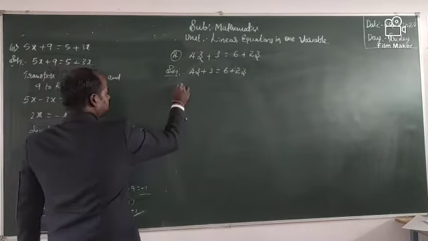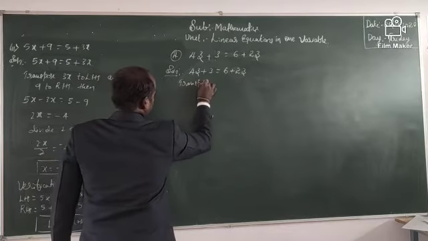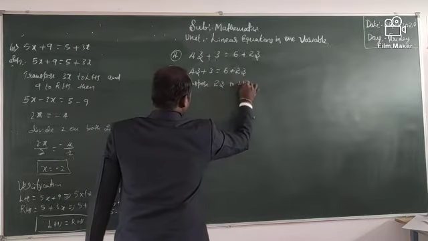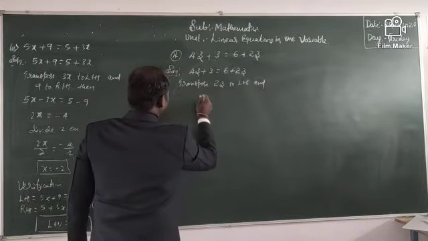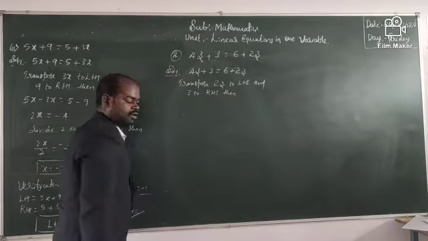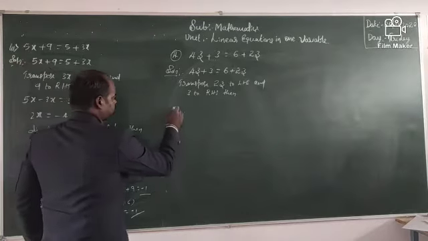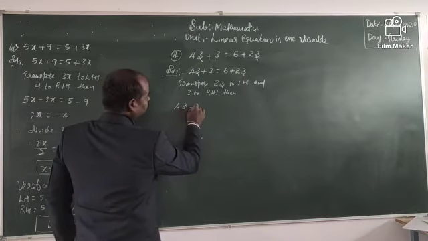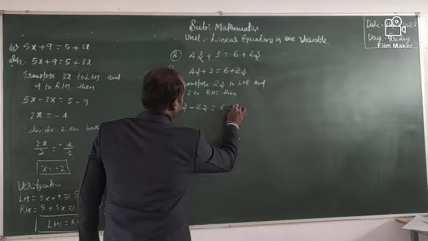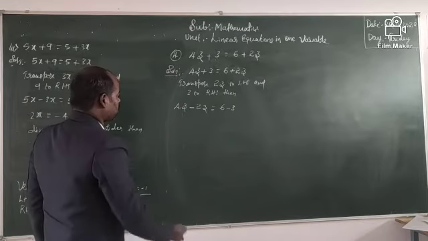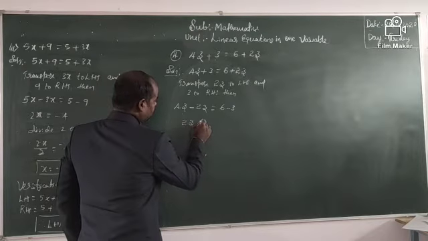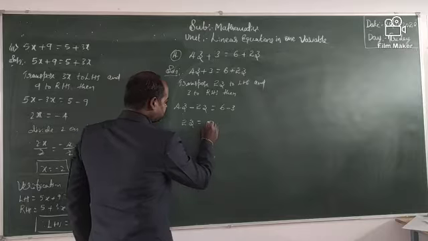First, transpose 2z to the left hand side and 3 to the RHS. Then the equation becomes 4z minus 2z is equal to 6 minus 3. Okay, now 4z minus 2z equals 2z, which is equal to 6 minus 3, yes, 3.